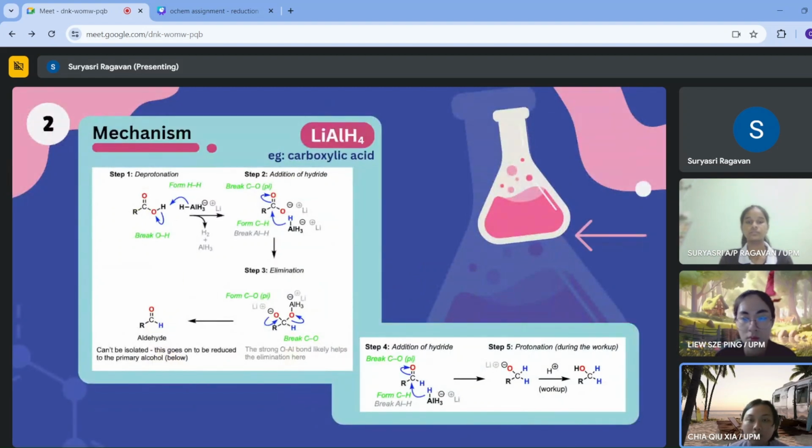So this is the mechanism by using lithium aluminium hydride. The first step is deprotonation. The aluminium hydride negative charge will break the oxygen-hydrogen bond, and the second step is addition of hydride, and it will break the carbon-oxygen pi bond and form the carbon-hydrogen bond. And the third step is elimination. It will form the carbon-oxygen pi bond and break the carbon-oxygen bond. So the product formed is aldehyde. So it will further undergo the reduction reaction to produce the alcohol by addition of hydride and also protonation, which is addition of hydrogen ion.